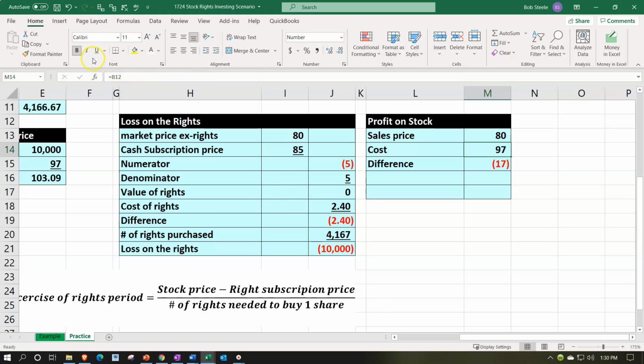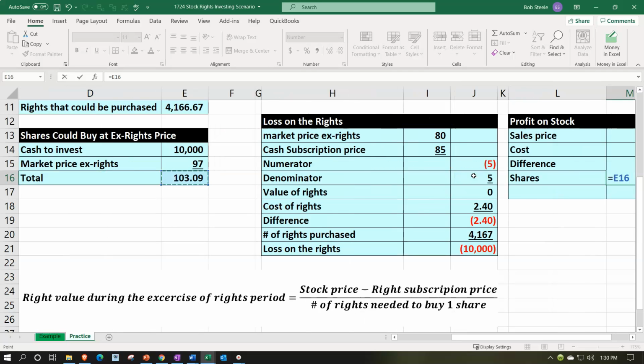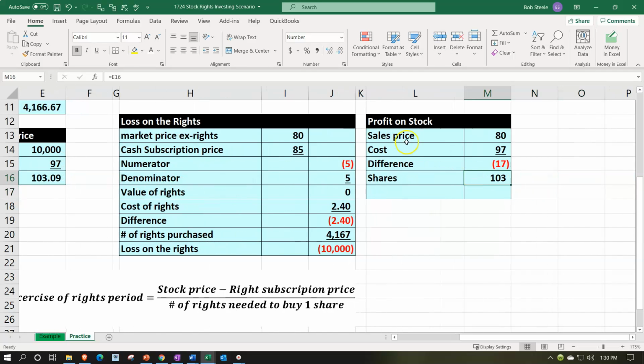Underline here, font group underline. And then the shares that we're taking in. Where'd my underline go? Font group underline. And then the shares that we picked up were the 103 about that we calculated over here. So we're going to say font group and underline there. And that's going to be our loss on stock, and that's going to be equal to the 17 times the 103.